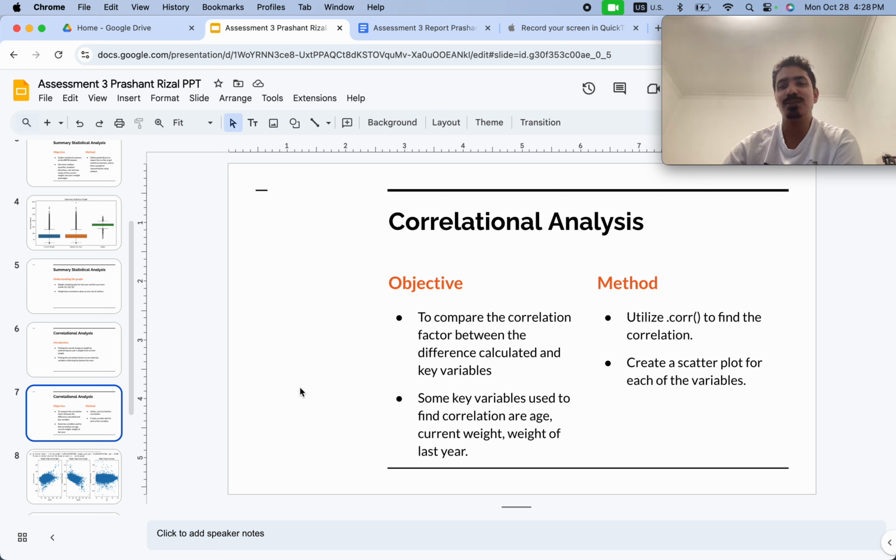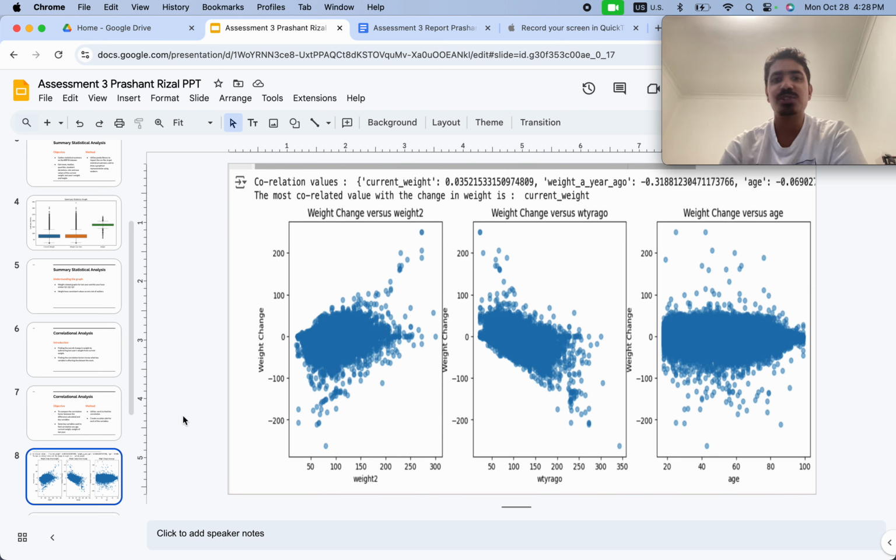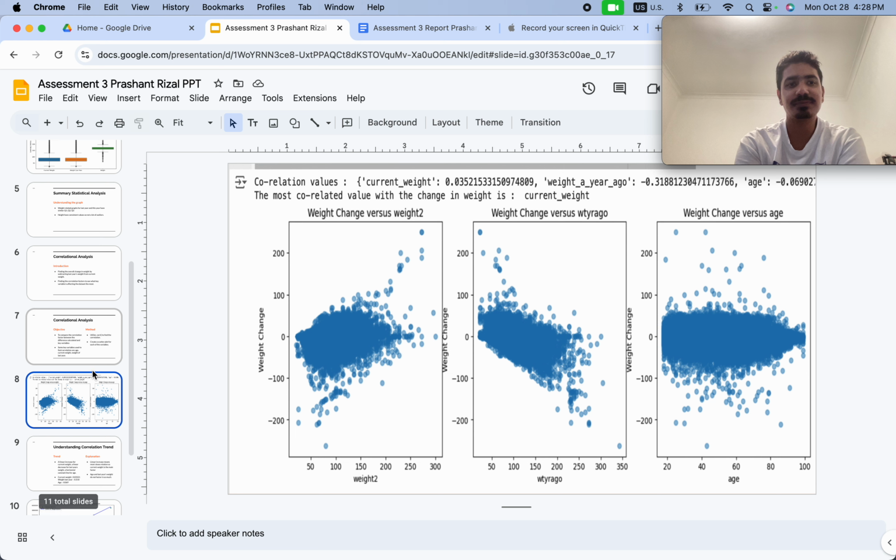And then visualizing using matplotlib again to create a scatter plot for each of the variables to see the correlation trend as well. So this is what the trend looks like for the correlation. If we look at the first graph, the weight change versus weight, if we think about it linearly, then there's a good linear increase in the trend. And for the weight change versus the last year's weight, which is the weight a year ago, WTYRAZO, we see a reverse linear trend, from positive to negative downwards. And then the weight change versus age is just a straight horizontal line for the most part. There are some outliers, of course, but yeah.